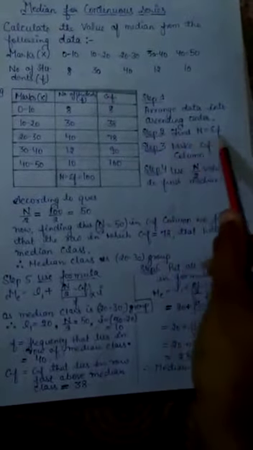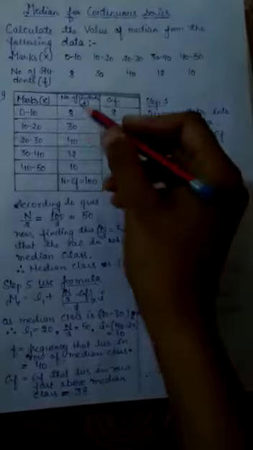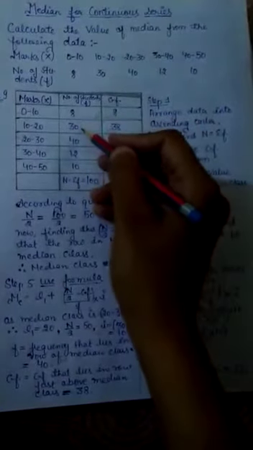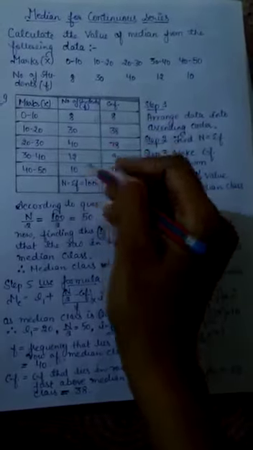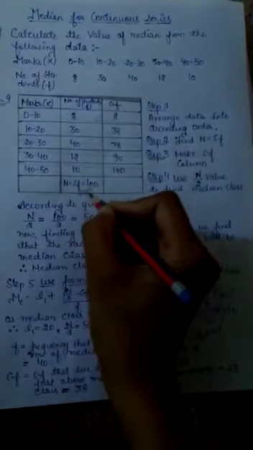You have to find n, that is sigma f. So you have to total these: 8 plus 30, 38, plus 40, 78, plus 12, 90, plus 10, 100. You will get your 100.